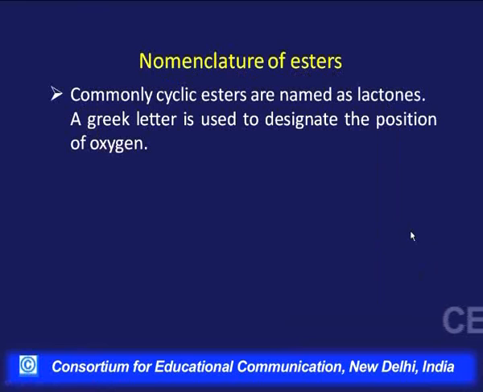Then esters can also be cyclic. The cyclic esters can be formed from a hydroxy acid. On the alkyl chain, if there is a hydroxyl group, it may form a ring by reacting with the carboxyl group. And these cyclic esters are named lactones. Again, the position of the hydroxyl group, or the oxygen present on the chain, is represented by the Greek letters alpha, beta, gamma, delta, etc.